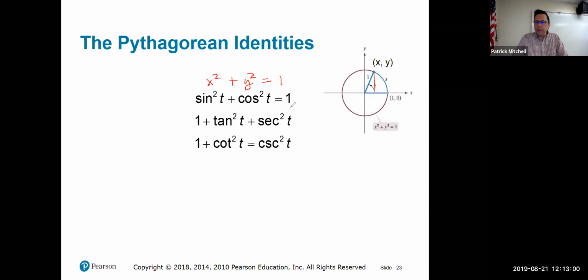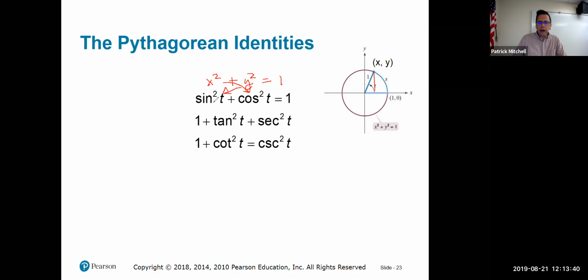So then if you remember that the sine of t is y, and the cosine of t is x, then I can just replace y with sine t. I've got the things sort of placed a little funny. y is sine t, and x is cosine t. So if I replace x with cosine t and y with sine t, that gives me the sine of t squared plus the cosine of t squared is 1.